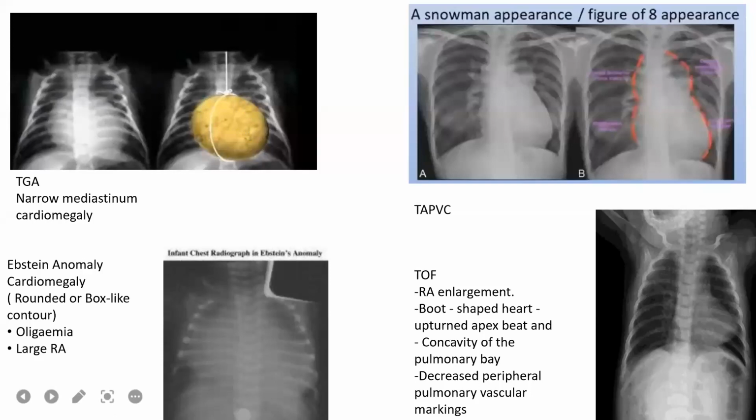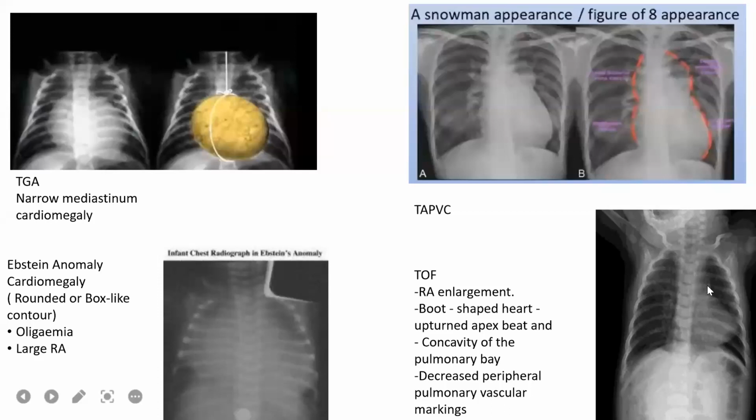In a situation where there is marked cardiomegaly, where the heart appears rounded or box-like, and almost looks like it fills the entire thoracic cavity, we see this in severe cases of Ebstein anomaly, which also causes oligemia and enlargement of the right atrium as well. Then, as I said earlier, the apex beat is upturned due to right ventricular hypertrophy.